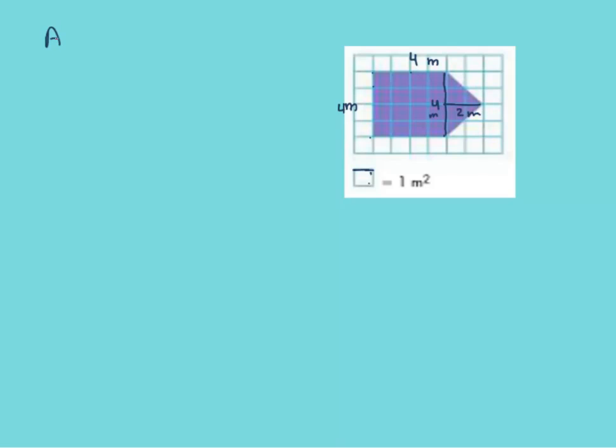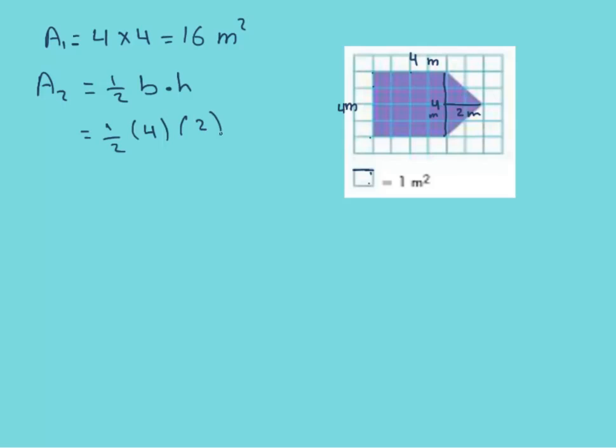Now I will find the area. The area of the first figure is length times width, 4 multiplied by 4. Or you can say S times S, 16 meters square. The second area, this is the second. First we write the formula, half base times height. Then it's half multiplied by 4, multiplied by the height here is 2. Now, what is the half of the 4? It's 2. Multiplied by the other 2. The answer is 4 meters square.